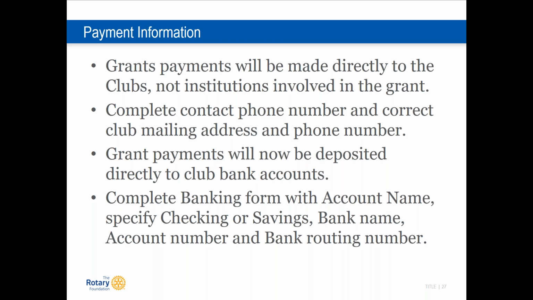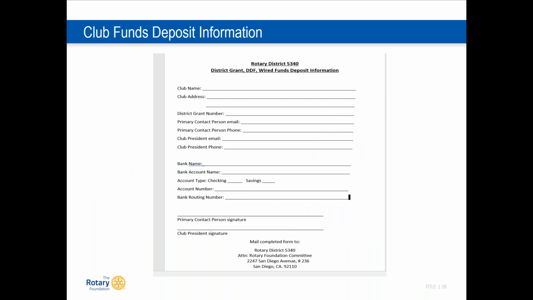So we have a form I'm going to show you where you have to put in the name of your bank, the account number, whether it's checking or savings, and the bank routing information. So here's a sample of the form that you're going to complete, and it's going to be signed by the primary contact person and your club president. When you finish completing this form, you're going to mail it to the Rotary District Office. Attention, Rotary Foundation Committee.